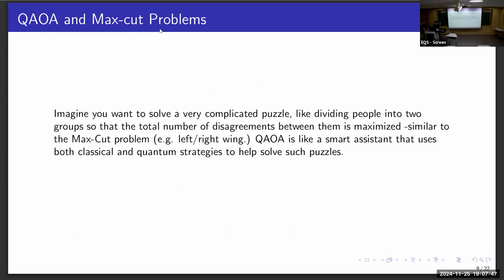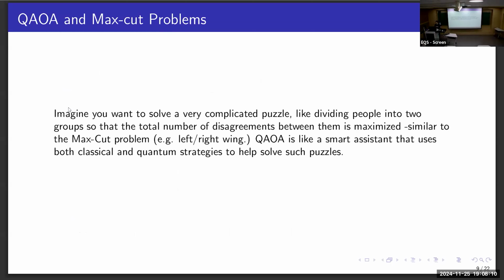And I need to explain the QAOA, but we need to for easy understanding. First, I introduce some problems. So it's like max cut problems.